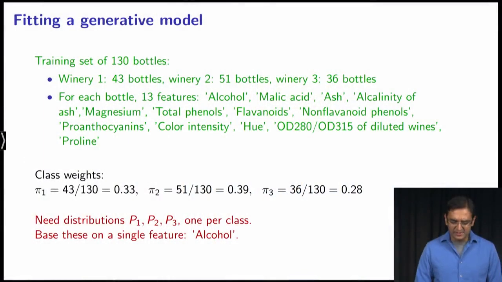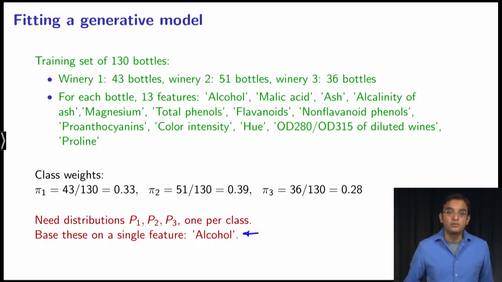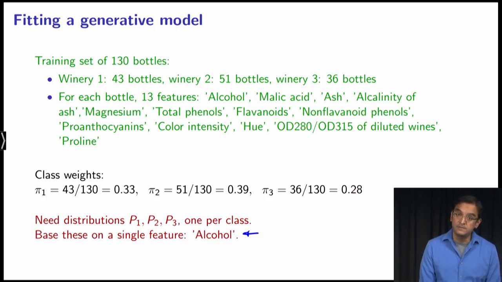We have these 13 features. We're just going to pick one of them. Let's just go ahead and choose alcohol level as our feature. And so we've now reduced the data to just one dimension. And we're curious, how well can we predict the winery using alcohol level alone? Okay, good. So now we need to fit one distribution to the alcohol levels from winery 1, another distribution to the alcohol levels from winery 2, and a third distribution to the alcohol levels from winery 3.